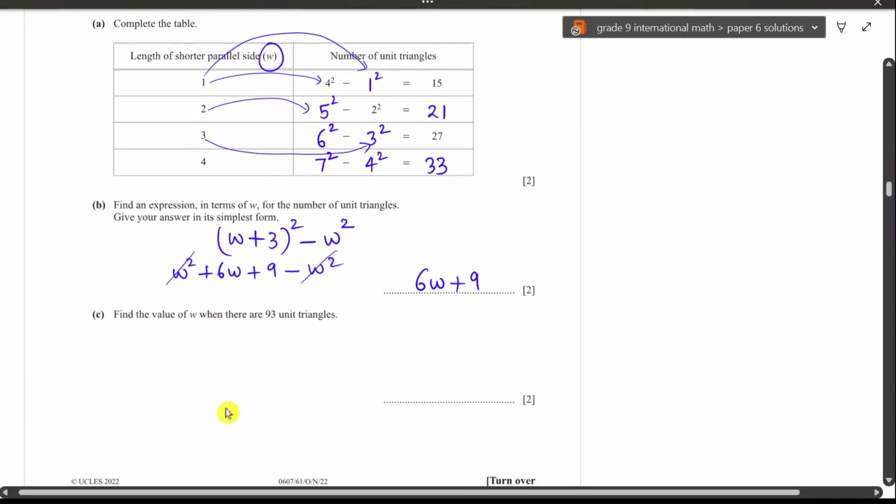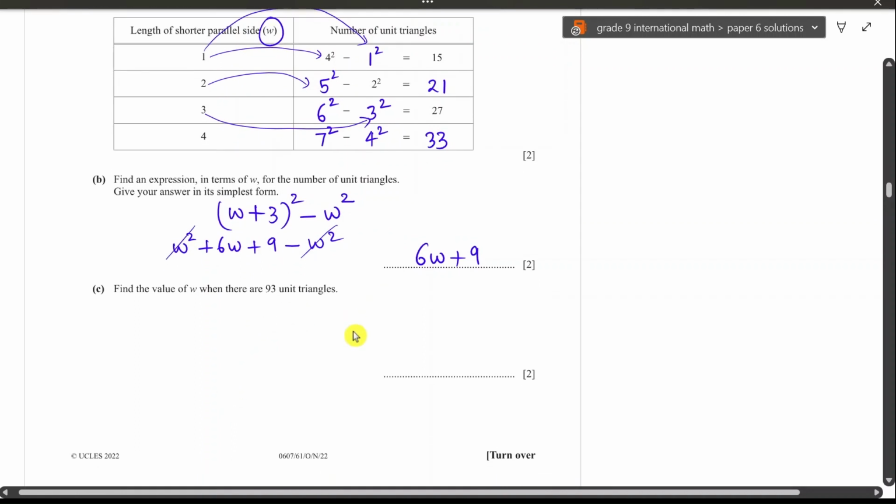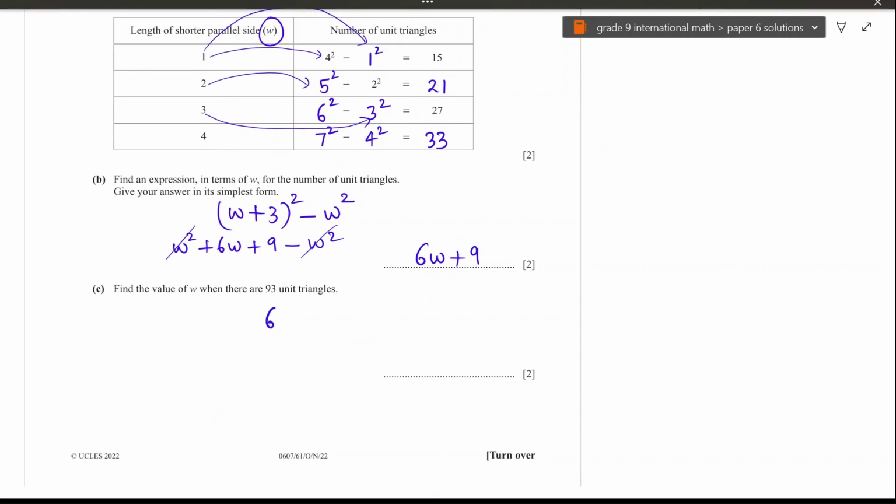Now to find out the value of W when there are 93 unit triangles. I just have to equate this to 93. 6W plus 9 gives me 93. Solving this, 6W is equal to 84, that is 93 minus 9, and W is equal to 14. That's my final answer for this.